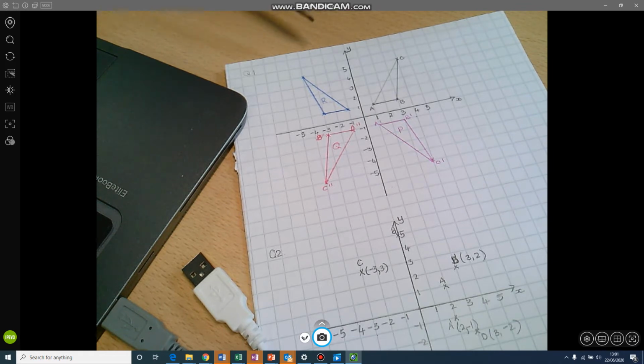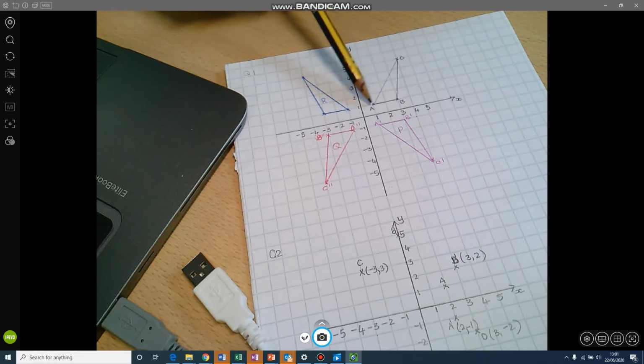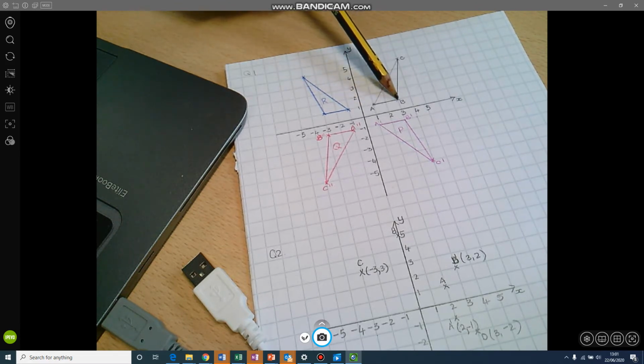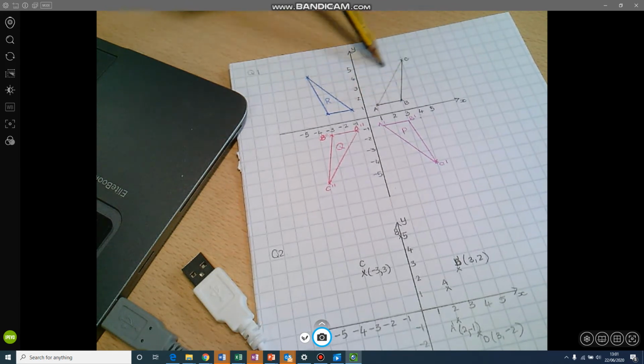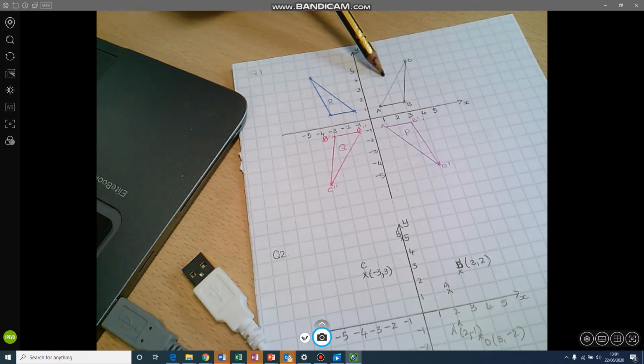So we started off with a triangle which had points (1, 1) for A, (3, 1) for B, and (4, 5) for C. So this is the original triangle here. And the first question was to reflect the triangle ABC in the x-axis, and we had to label that image P.